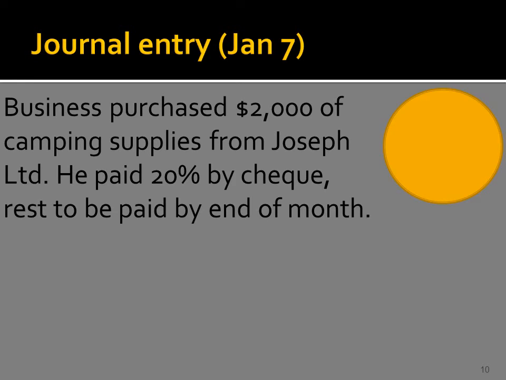Moving on to the next transaction in the worksheet. The business purchased $2,000 of camping supplies, which is the business's goods, from a creditor, Joseph Limited. The business paid 20% by check, and the rest, which is 80%, is going to be on credit. Let's take 10 seconds to come up with the journal entries for this transaction.